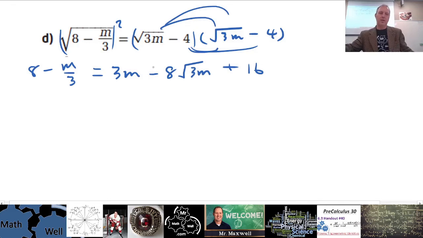So we'll gather some like terms if we can. Subtract 16 from both sides. Gives me a negative 8 over here. I've got an m over 3 and a 3m. So I guess if we subtract 3m from both sides, well, what's that? Come on now. So that's 9m over 3. So that's minus 10m over 3.